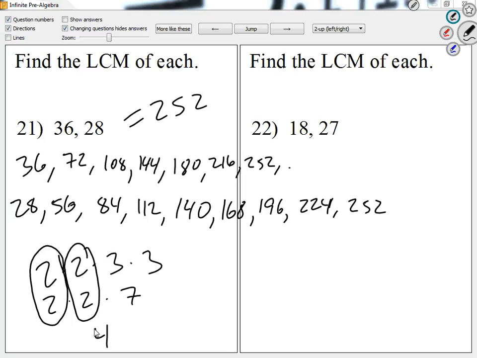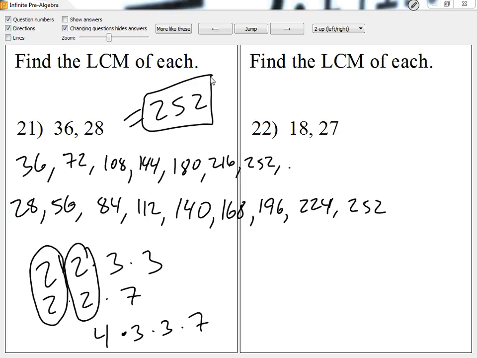But since we're dealing with least common multiple, I get the greatest common factor and multiply by everything else. So multiply by 3 and 7. So we're going to go 4 times 3 times 3 times 7. Do me a favor, one of you guys multiply that out. What do you guys get for 4 times 3 times 3 times 7? 252. So that's the least common multiple.